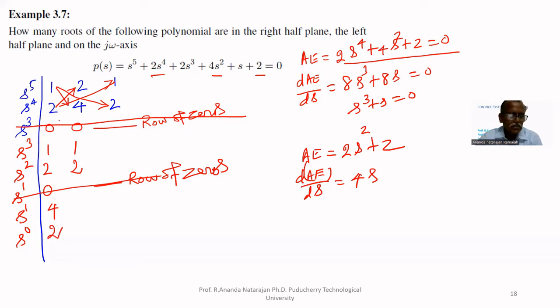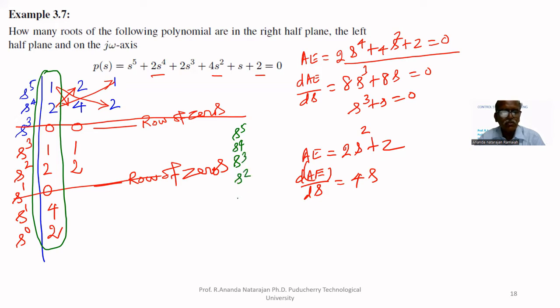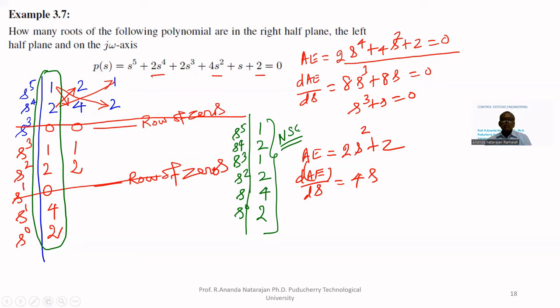So if you check the first column elements, write again s power 5, s power 4, s power 3, s power 2, s power 1, s power 0. What are the elements? 1, 2, 1, 2, 4, 2. No sign changes. But we cannot say the system is stable. Sometimes it may be unstable also. Let us check.